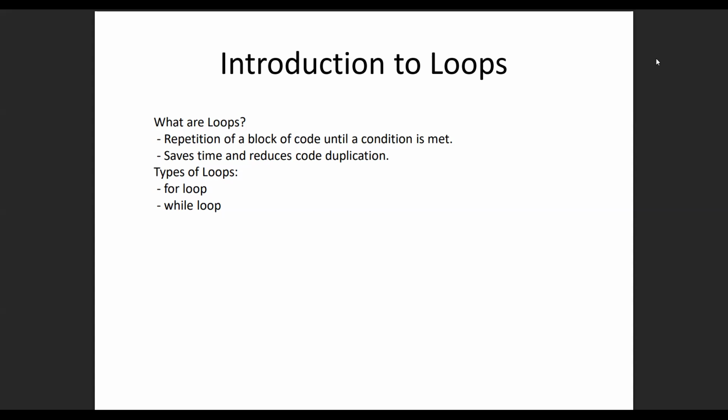So here, see, repetition of a block of code until a condition is met. Until the condition is met, you will try to repeat the block of code. It means you will execute the block of code repeatedly. Whenever the condition is met, you will stop executing the code. Why do we need loops? Suppose I want to print numbers from 1 to 100, I need to print the statements 100 times.